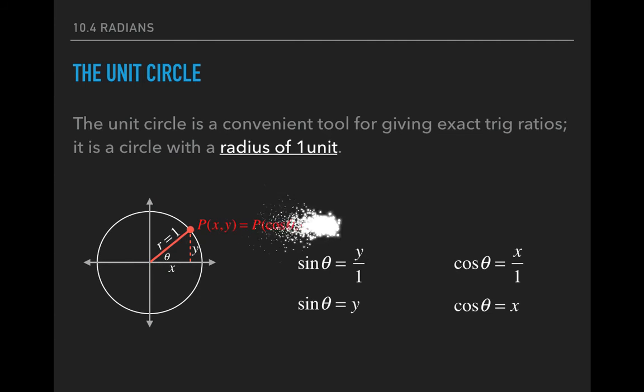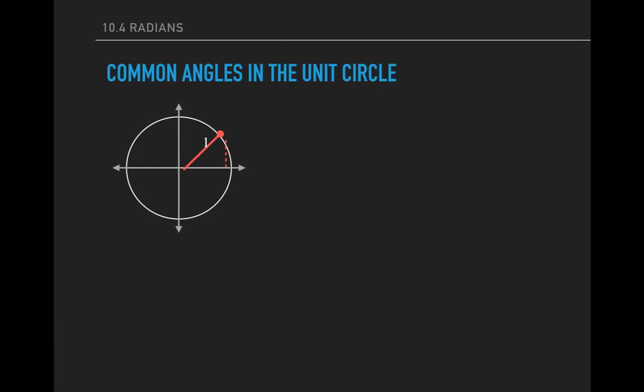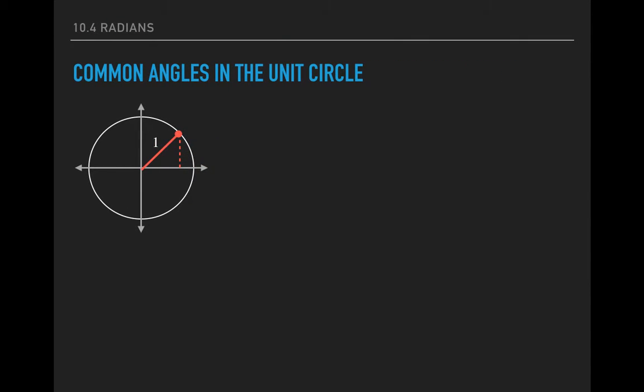So that point there could be expressed as cosine theta, sine theta. The coordinates there could be expressed as cosine theta, sine theta, because whatever x is equivalent to cosine theta, and your y is your sine theta. So let's get started here with some of the common angles in a unit circle.